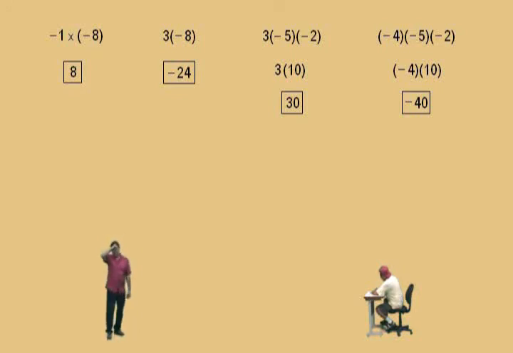So anyway, that was a tough lecture. So next we're going to go on to another tough lecture, which is division with negative numbers, right?